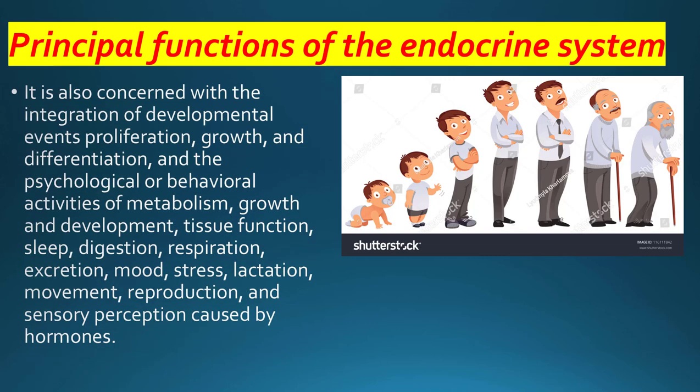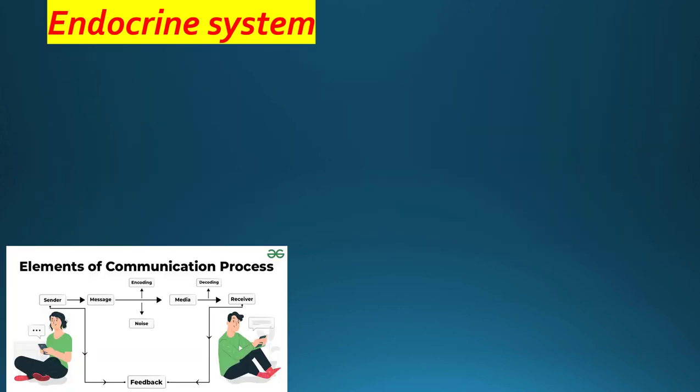Principal function of the endocrine system: it is concerned with the integration of developmental events, proliferation, growth and differentiation, psychological or behavioral activity, metabolism, growth and development, tissue function, sleep, digestion, respiration, exercise, mood, stress, lactation, movement, reproduction and sensory perception caused by hormones. So roundabout, all the functions of the body are controlled by the endocrine system.